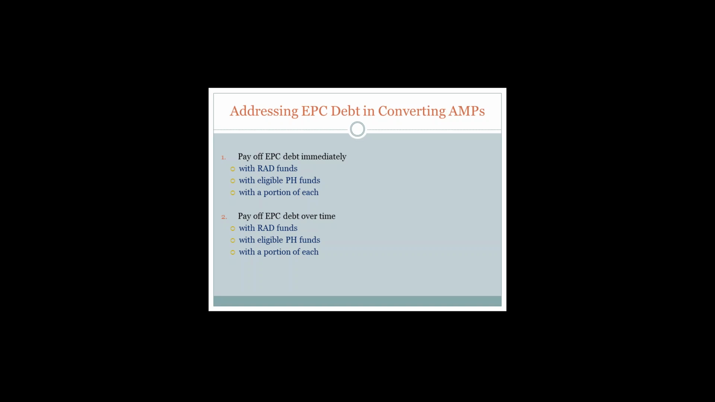And you can also apportion your project and pay off part of your remaining debt with RAD funds and part of it with public housing funds. Or you can pay off your EPC debt over time, either with the RAD funds or with public housing funds, or a portion of each, in order to figure out which is the appropriate method and which method is allowable within the framework of our public housing regulations. So you do need to work with your transaction manager to go over the specifics of how you're going to do this apportioning of your debt and addressing of the debt.